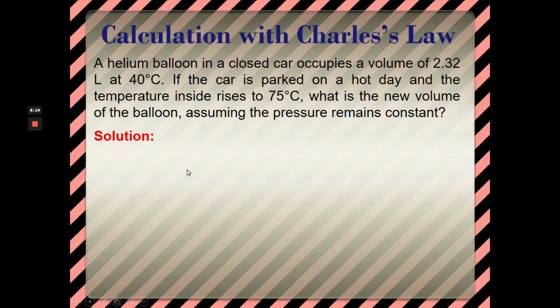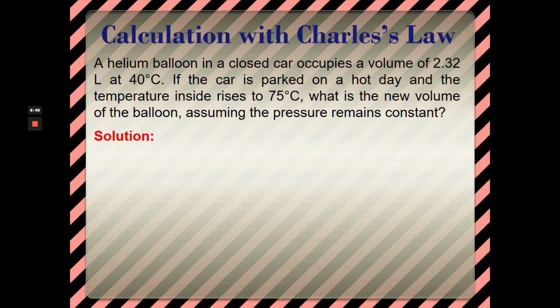Now let's see the calculation with Charles' law. A helium balloon in a closed car occupies a volume of 2.32 liters at 40 degrees C. If the car is parked on a hot day and the temperature inside rises to 75 degrees C, what is the new volume of the balloon, assuming the pressure remains constant?